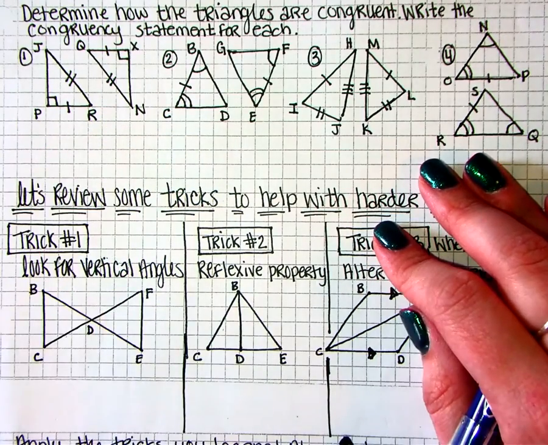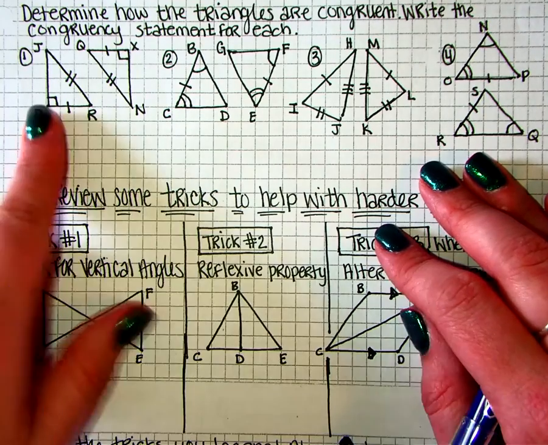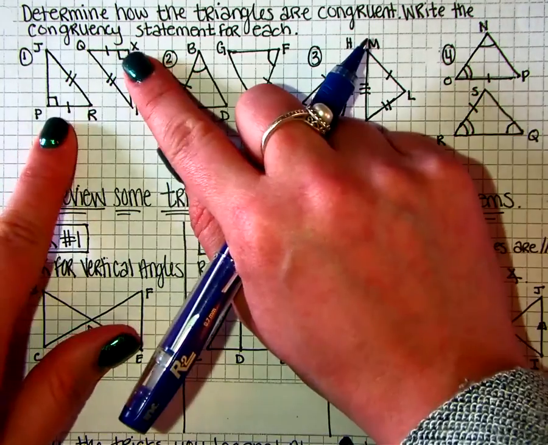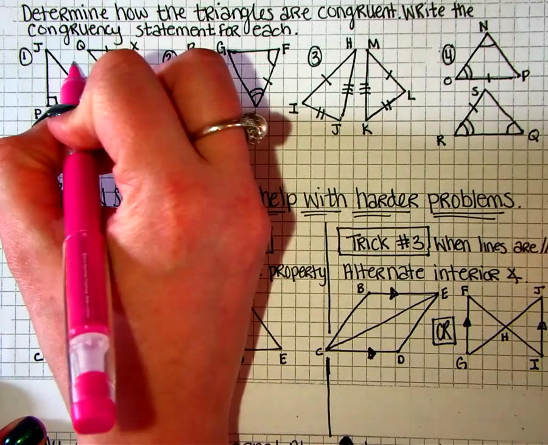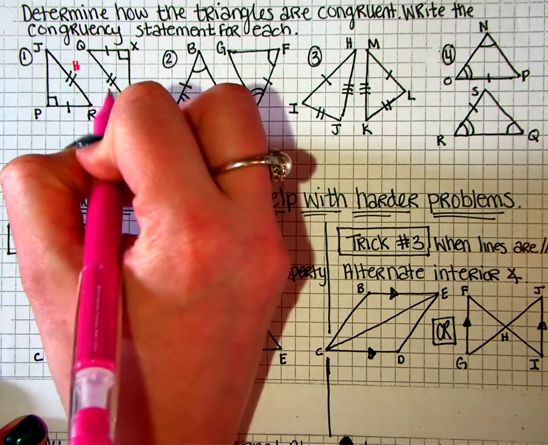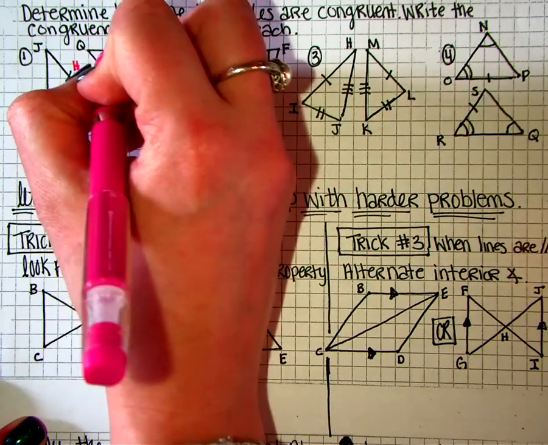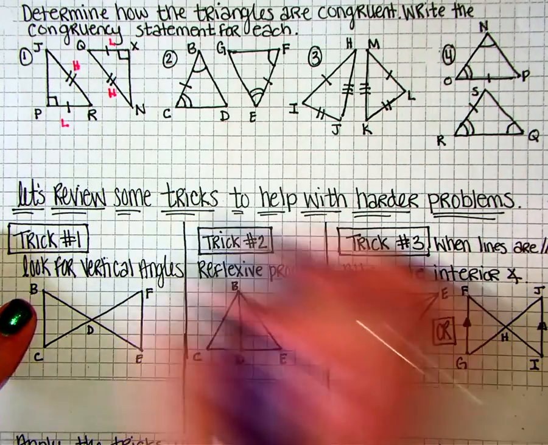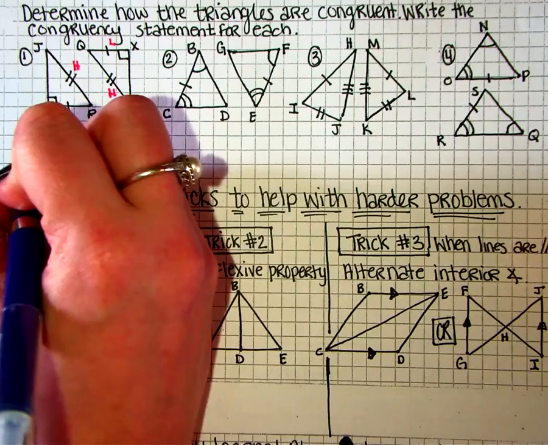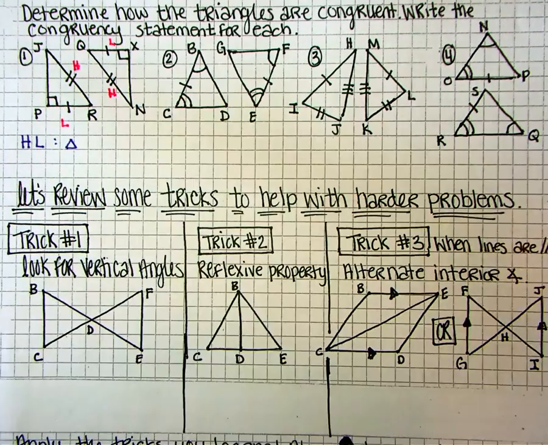So the way that you want to go ahead and do this is first you want to analyze the type of triangle. So I'm looking here, I see 90-degree angles. I have a hypotenuse, and it matches this hypotenuse. I have a leg and a leg. So these are congruent by HL. Hypotenuse, leg. My statement, I'm just going to write a congruency statement.